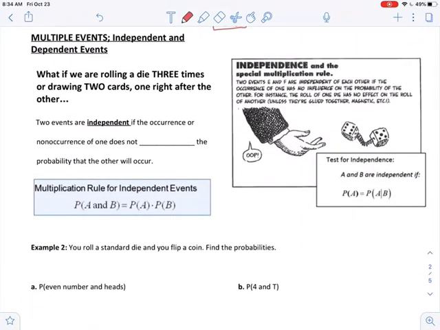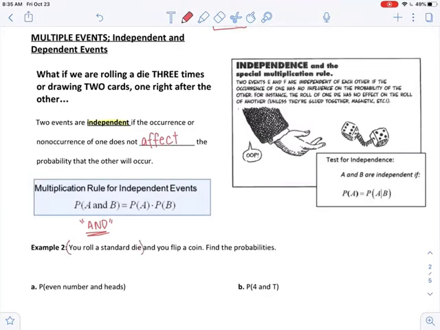So multiple events, both independent and dependent. So what if we are rolling a die 3 times, or we're drawing 2 cards, one right after the other? So these 2 events are considered independent if the occurrence or non-occurrence of one does not affect the probability that the other one will occur. So they're 2 different things. So our multiplication rule, you really want to look for that word "and." So if we have the probability of A and B happening, that means we're going to multiply those 2 probabilities.